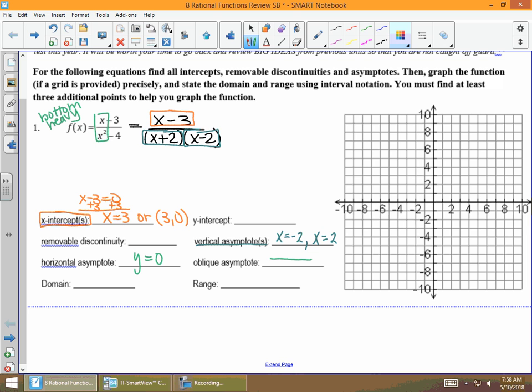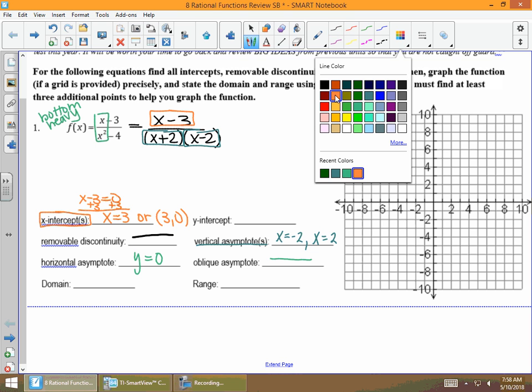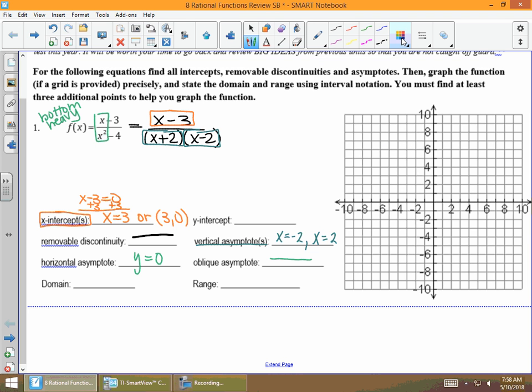I'm going to go ahead and start graphing. The other thing I'm going to note is that we do not have a removable discontinuity because there's nothing that we can cancel after we factor. So I'm going to put these pieces on my graph and then go from there.